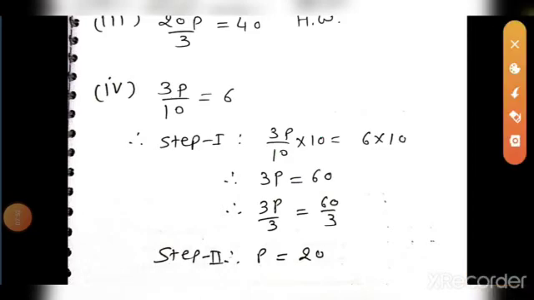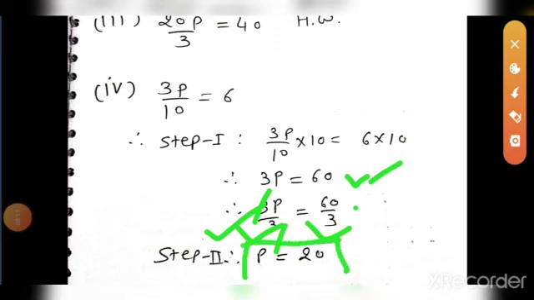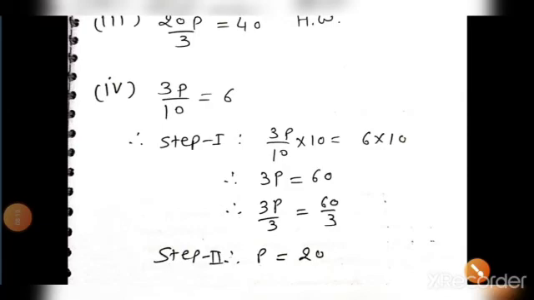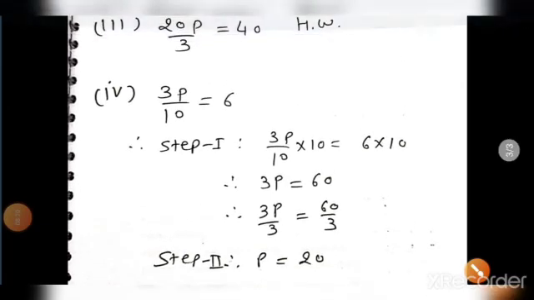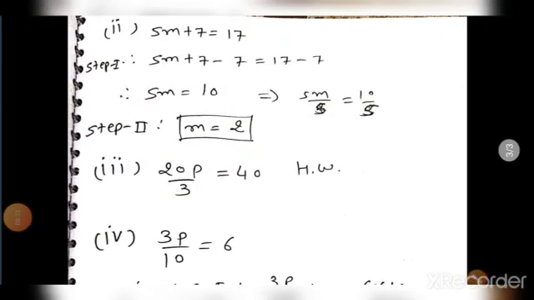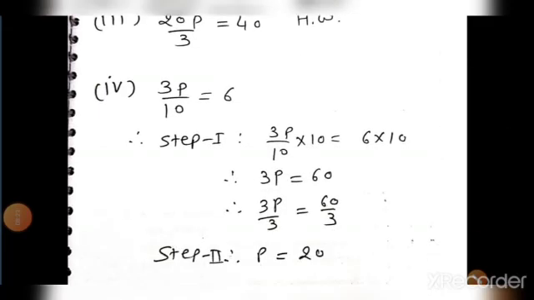After that, divide by 3 on both sides of the equation. So 3p upon 3 and 60 upon 3, the 3 cancels. So I get p at the left hand side, and 60 divided by 3 is 20. So here we can write p is equal to 20. In this way you can solve any equation of the question. So this is the easiest trick to solve any equation.